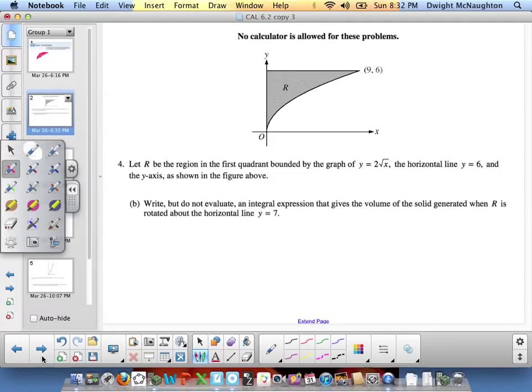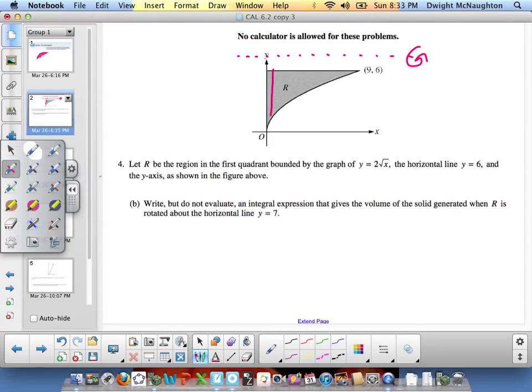But let R be the region in the first quadrant, bounded by y equals 2 square root of x, the horizontal line, and the y-axis. Write, but do not evaluate, an integral expression that gives the volume of the solid when R is rotated around the horizontal line y equals 7. So y equals 7 would be right up here.